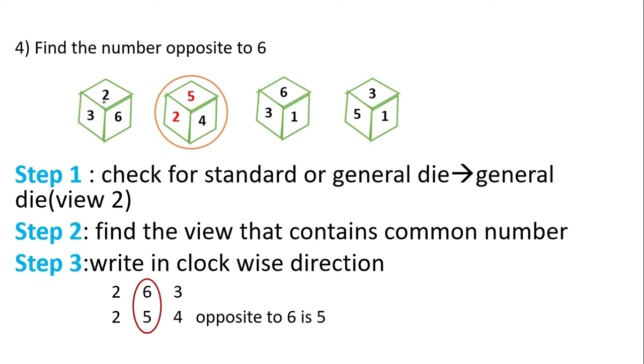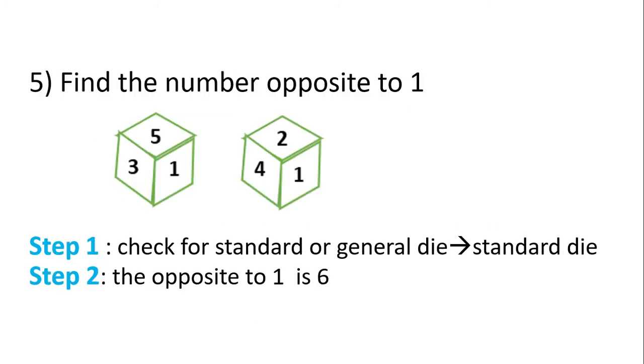I have written the numbers in clockwise direction, 2 6 and 3 from the first view, and from the second view starting from 2, 5 and 4 in clockwise direction. So the opposite side of 6 is 5. Fifth problem, they have given just two different views, and they have asked what is the opposite side of 1. Since it is a standard die, the opposite side of 1 is 7 minus 1, that is 6.